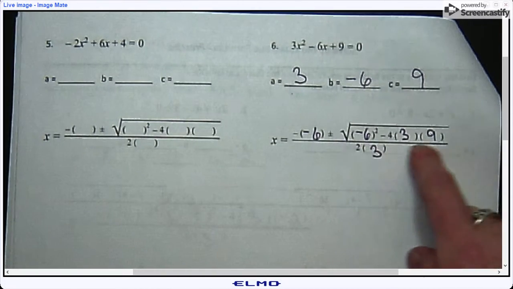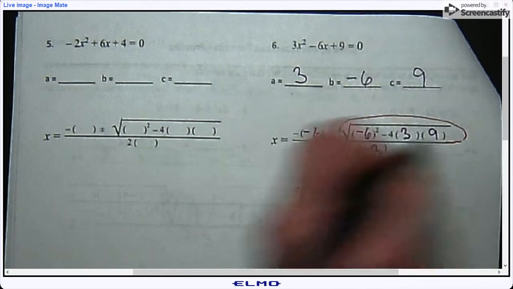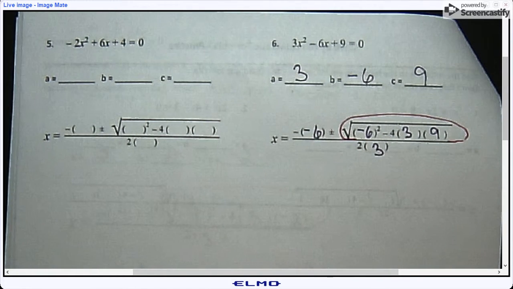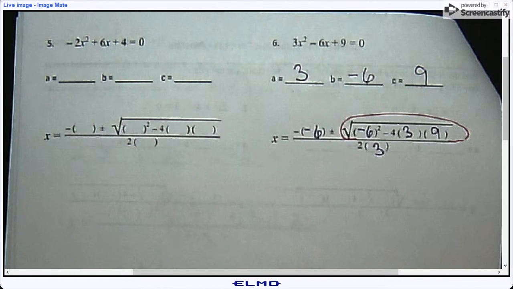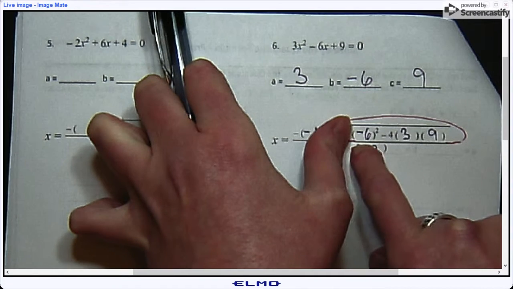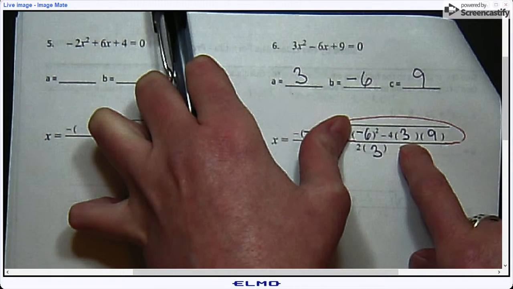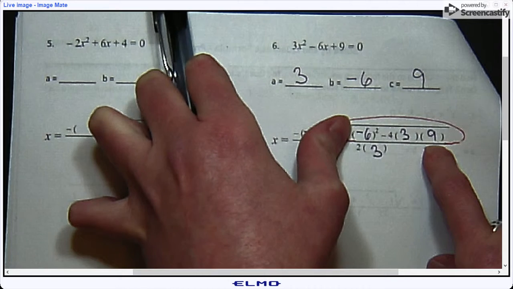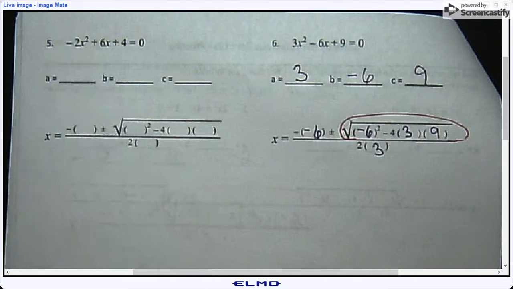From here, enter everything in the radical into your calculator. Square root, parenthesis, negative 6 squared, minus 4, parenthesis, 3, parenthesis, 9. My calculator gave me an error. So I'm going to enter this again into my calculator without my square root. Just parenthesis, negative 6 squared, minus 4, parenthesis 3, parenthesis 9, and hit enter. You should get negative 72.